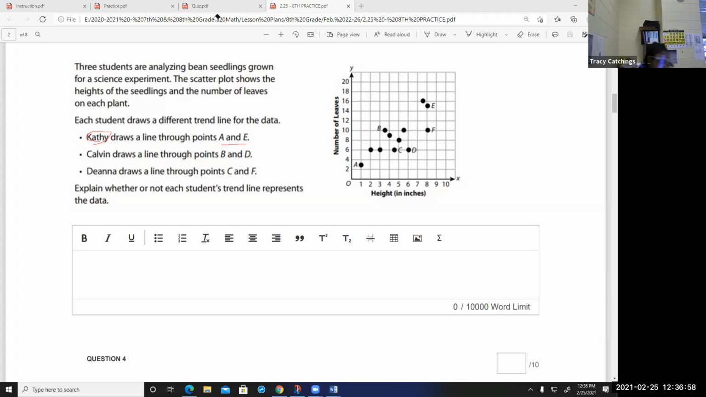Come up here. I hate trying to freeform draw. So that's what Kathy's line would look like. Do you think that'll be a good fit? Yeah? All right, why you say yeah? Okay, it looks like it's going through the middle.